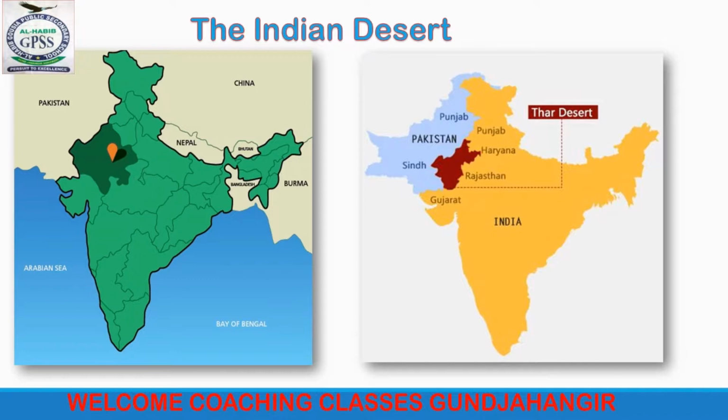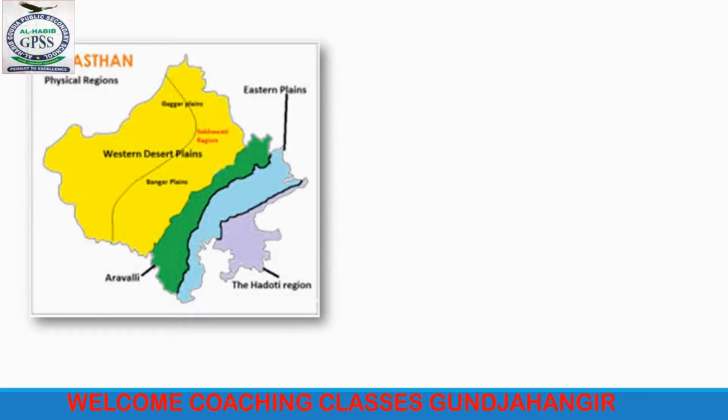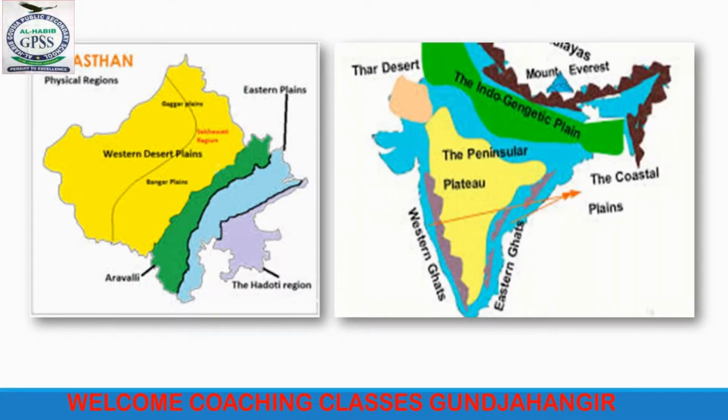It has an arid climate with low vegetation cover. Streams appear during the rainy season. Soon after, they disappear into the sand and they do not have enough water to reach the sea. And Luni is the only large river in this region.